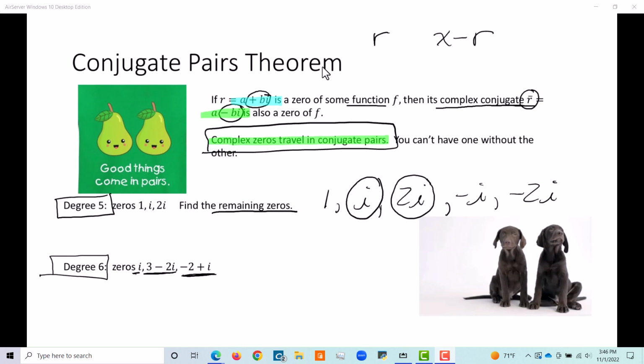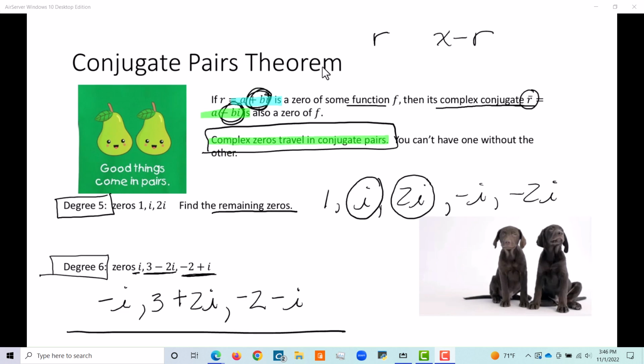If i is a zero, then negative i will be a zero. 3 minus 2i: remember, the sign changes with the complex part. The first number stays the same sign. 3 minus 2i goes with 3 plus 2i. The last one, the negative 2 plus i, will be negative 2 minus i. And there we have found the remaining 3 zeros for this function.